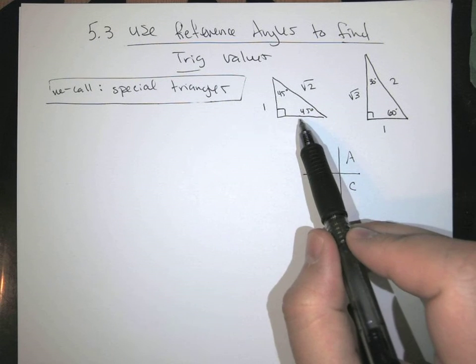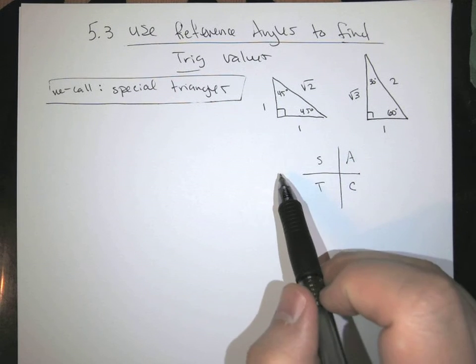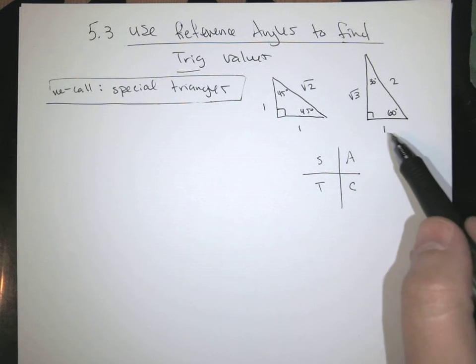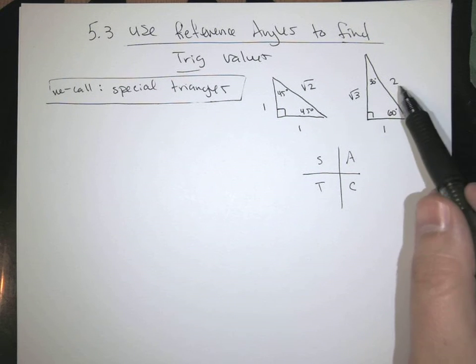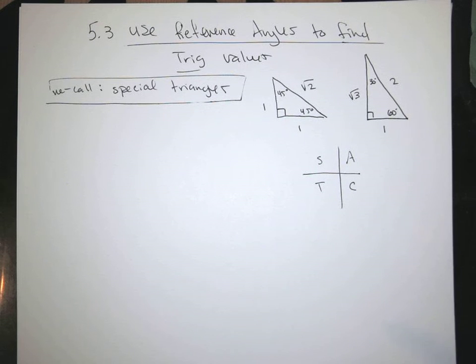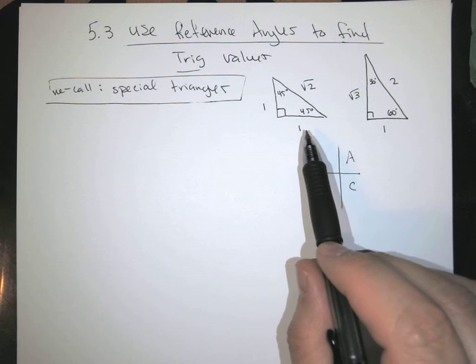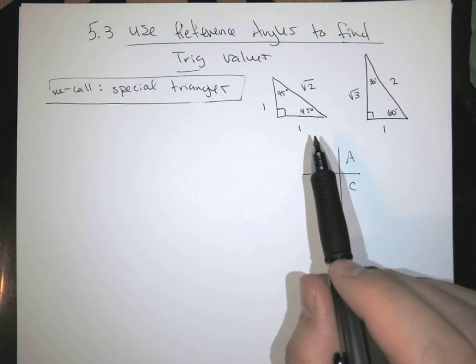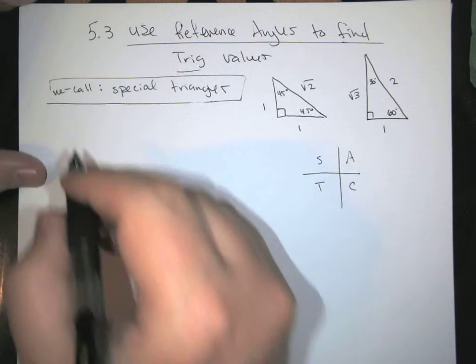45, 45, 90 was a 1, and then a root 2 was on the long side. We did 30, 60, 90, which had 1 across from the 30, root 3 across from the 60, and then 2 along the hypotenuse. So we're going to need these values. We can use those to find trig values at 30 degrees, 45 degrees, or 60 degrees, right?